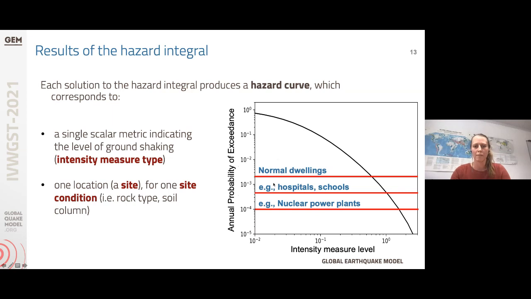A few different probabilities of exceedance are indicated on the figure here, showing the regularity of ground motions that are considered for different building types. So in a qualitative form, this is indicating that more precaution might be taken for nuclear power plants than hospitals or schools and then normal dwellings.